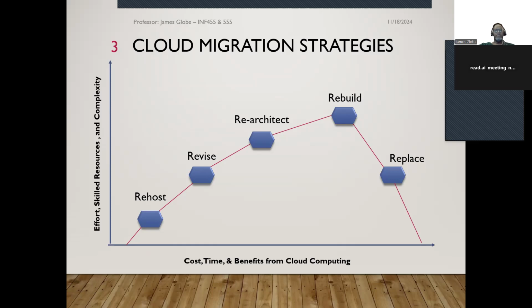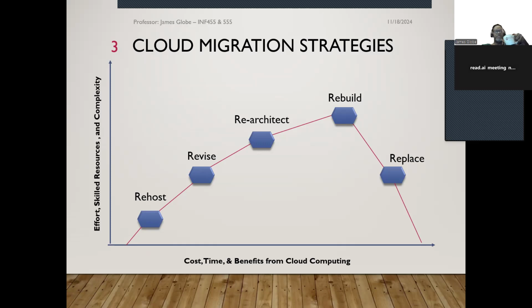Or you can go with a rebuild of the same functionality again. Or you can do the replace. The replace is almost like a buy versus build, similar back to the revise that I talked about earlier. They're almost at the same level. Revise could be much more of a hybrid approach, and your replace could be really your buy versus build approach, where you buy the software as a service versus rehosting it or re-architecting or rebuilding it in the cloud.